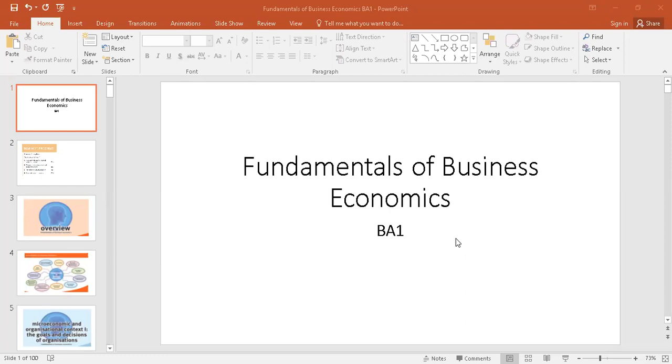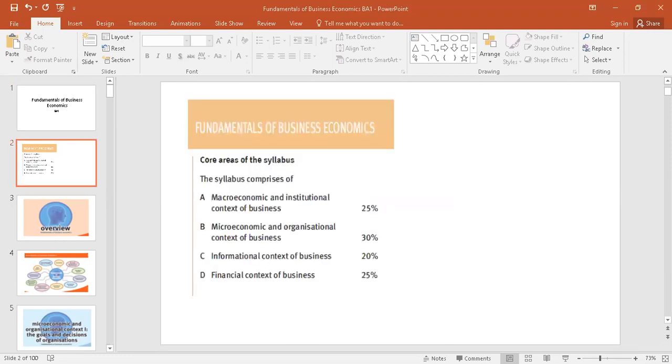The paper is titled Fundamentals of Business Economics. What do we have in the paper? If we look into the contents of the paper, we see that the syllabus is divided into 4 sections. The first section, section A, talks about the macroeconomic and institutional context of business.